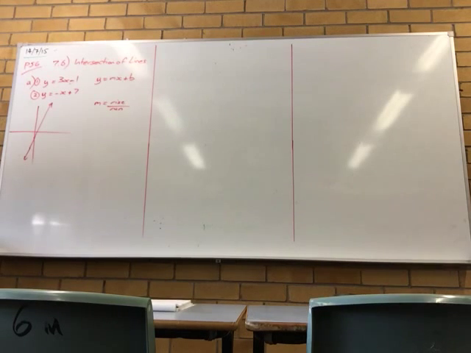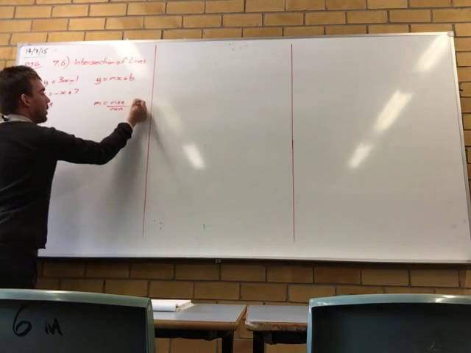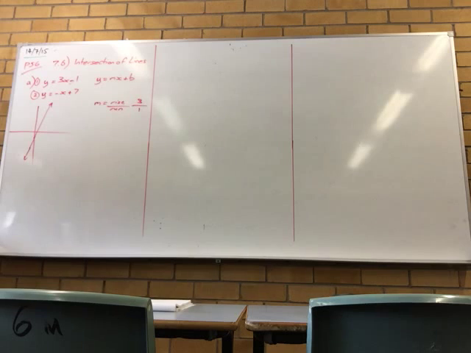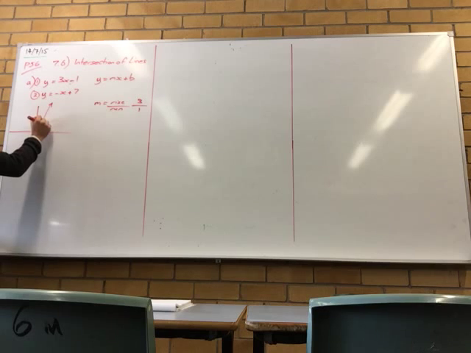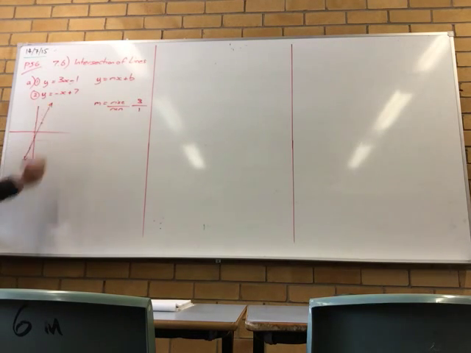If the gradient is 3, therefore the denominator must be 1. That means we go up 3 points and along 1. That's another method we can use to plot the line. So we go 1, 2, 3, and then across 1, plot that point. 1, 2, 3, and then across 1, plot that point. It's another way we can sketch our lines.